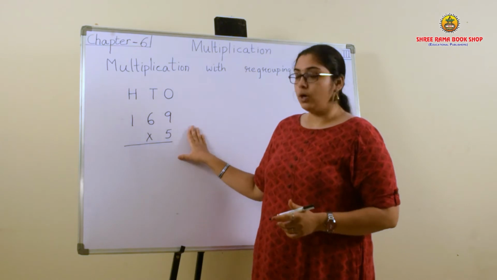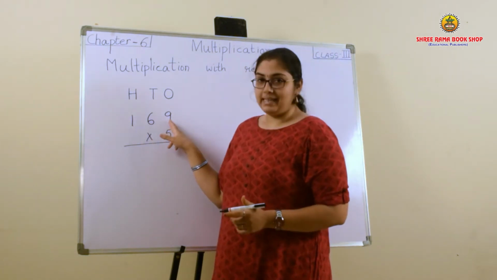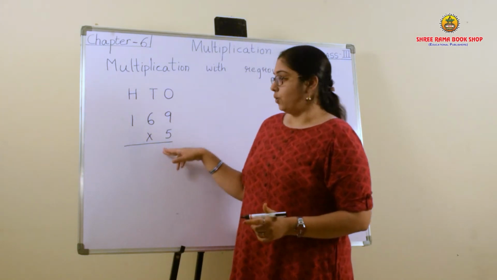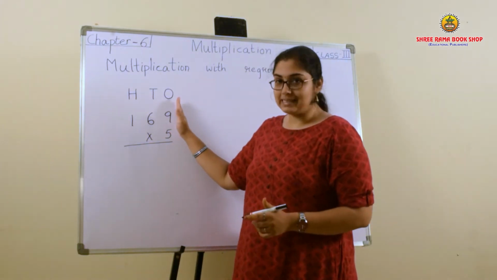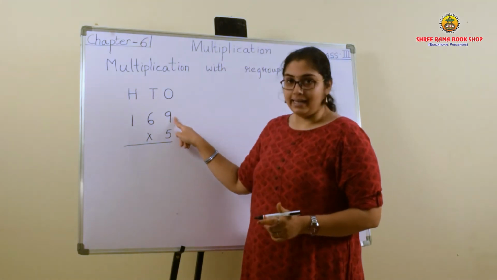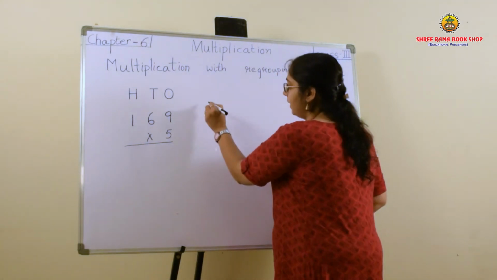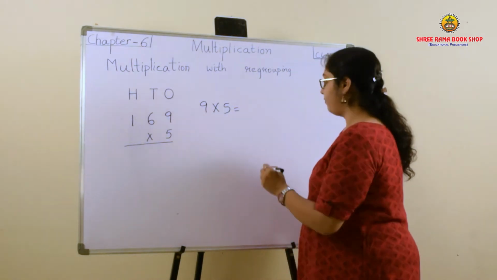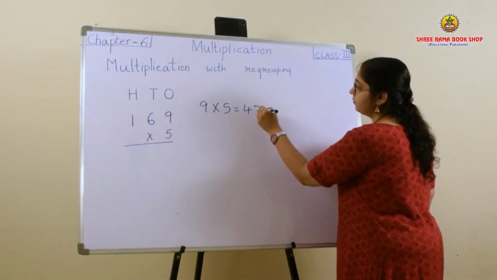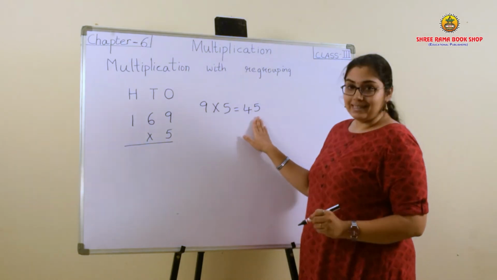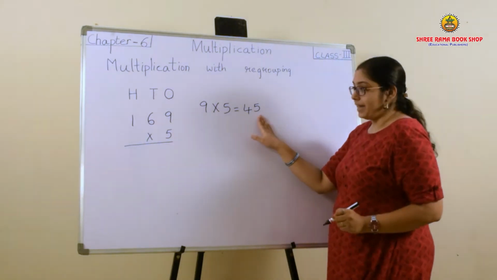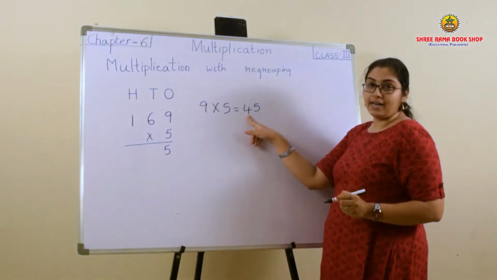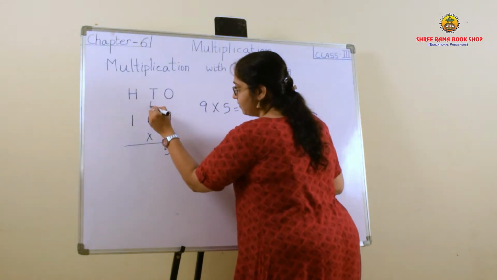On the board you have 169 and you will be multiplying this 3-digit number with 5. As usual we will be starting from ones place. So I need to multiply 9 with 5. 9 into 5 is nothing but 9 5s are 45. So I will be writing 5 in ones place and I will be carrying 4 to tens.